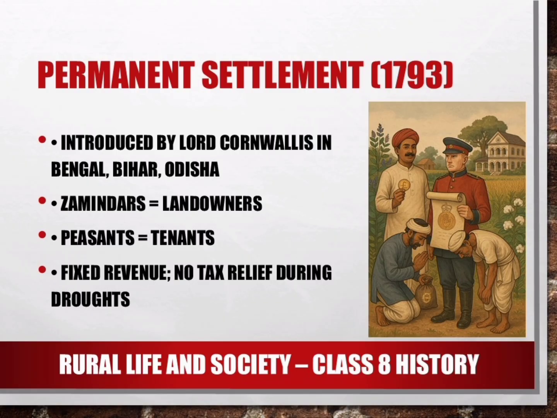So now the Permanent Settlement was introduced in 1793 by Lord Cornwallis in Bengal, Bihar and Odisha. Under this, Zamindars were made landowners and farmers became tenants. More importantly, the land revenue was fixed permanently, meaning it stayed the same every year, whether there was drought or floods. If the Zamindar failed to pay revenue by the due date, their land was confiscated. It was as if the British were running a money-making machine with no concern for the farmers' suffering.